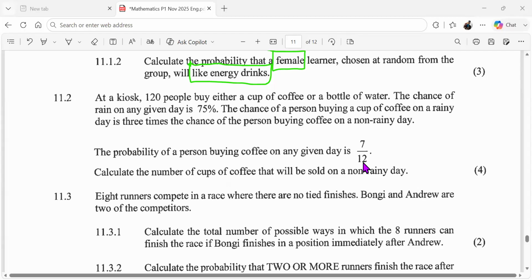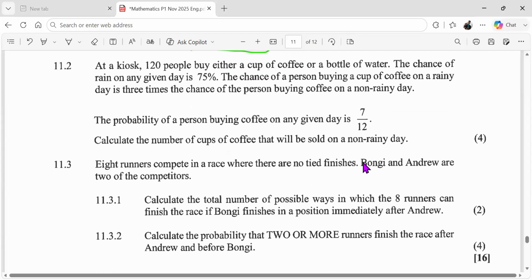Now let's look at the next one. So in this case, they say at a kiosk, 120 people buy either a cup of coffee or a bottle of water. Two possibilities, either coffee or a water bottle. The chance of rain on any given day is 75%. The probability that it will rain.